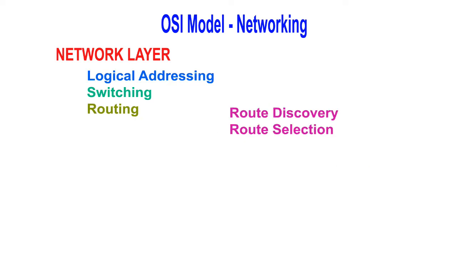Routing. I can say the real purpose of OSI networking is routing. Routing allows intermediate network devices to make intelligent decisions about how the message should travel from point A to point B. Routing involves two simple steps: one, route discovery, and second is route selection.